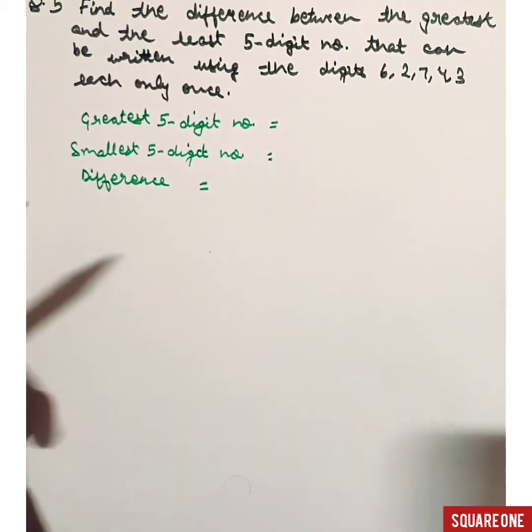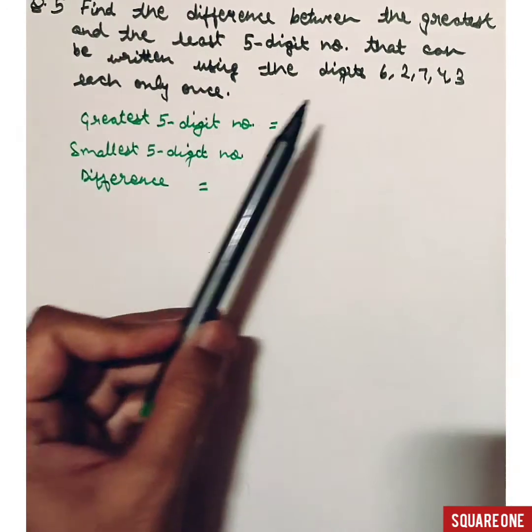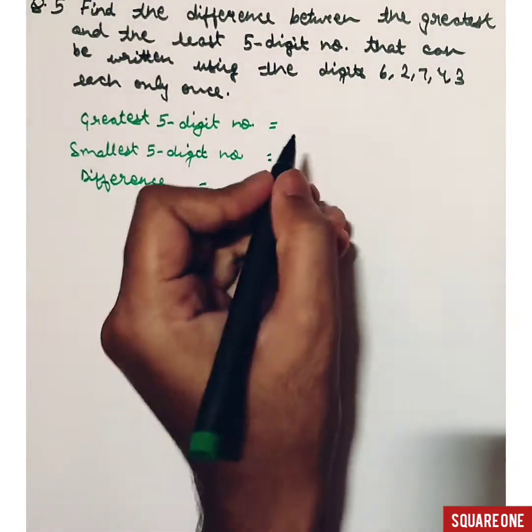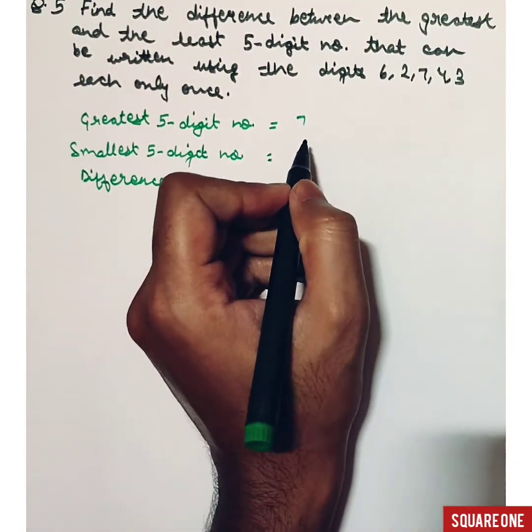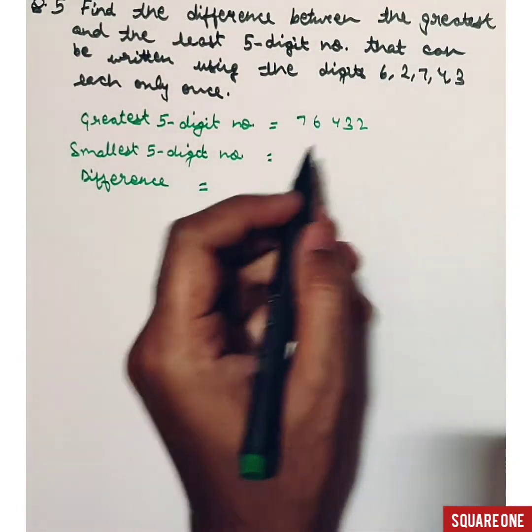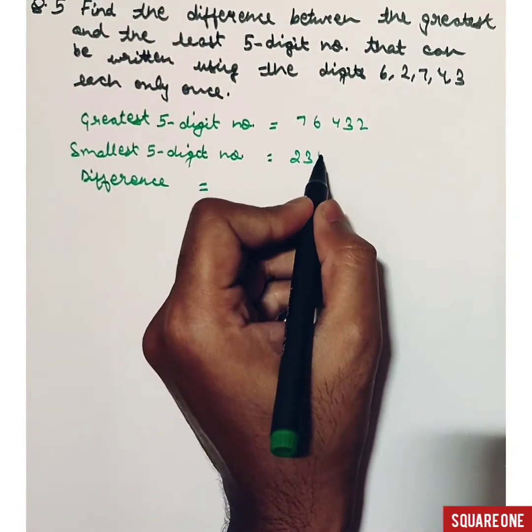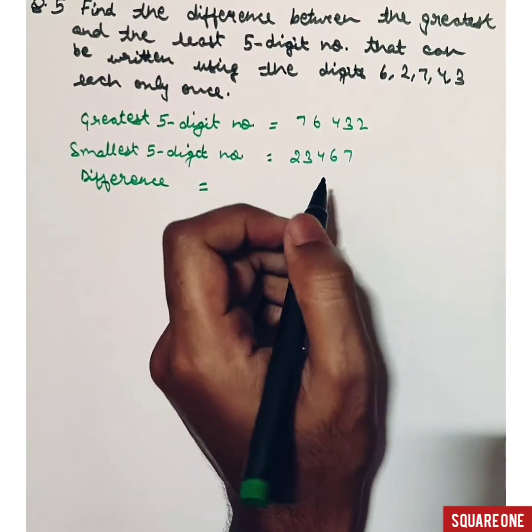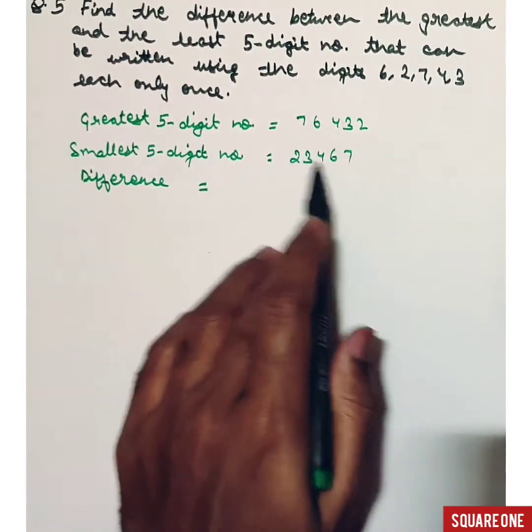First we write down the greatest 5-digit number that can be written using these digits. The greatest 5-digit number starts from the greatest digits and then we go on. The smallest 5-digit number will start from 2 and it will go on in increasing order. They are both the reverse of each other.